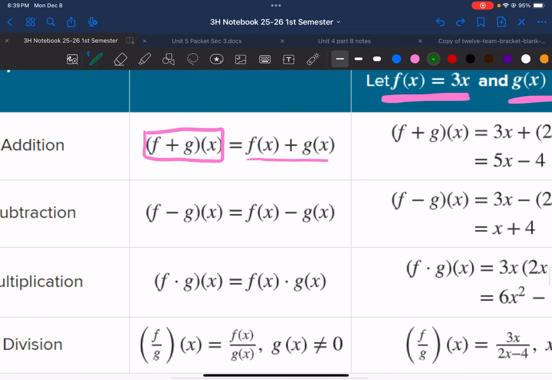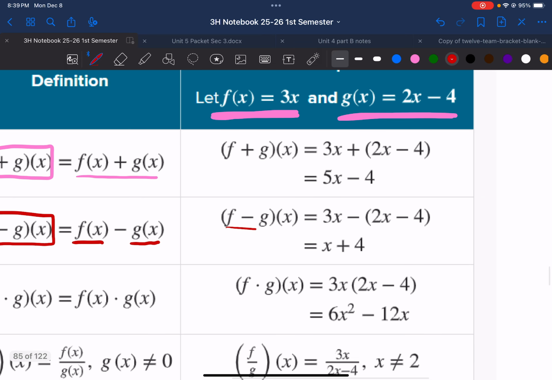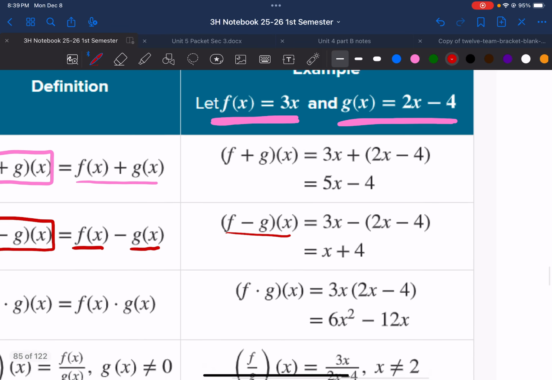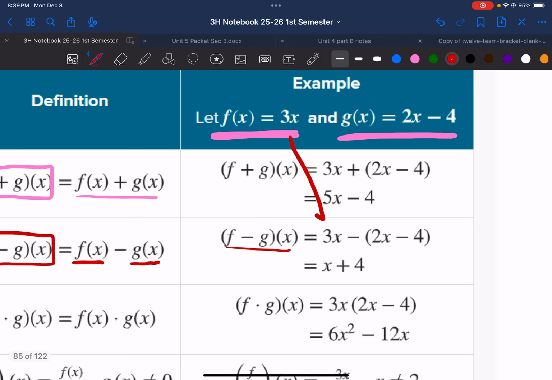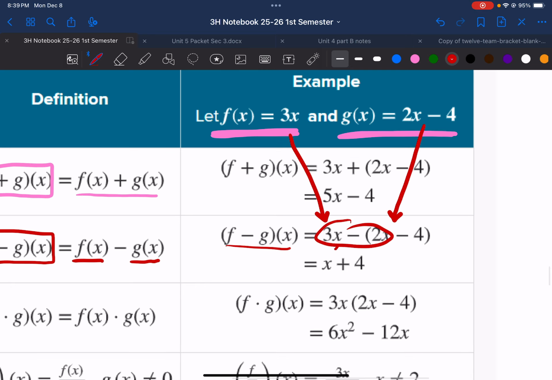Subtraction, very similar here. We've got f minus g of x. We're going to take the f of x equation and subtract the g of x equation. So right here it is again, and there's the 3x coming in for f of x, and the g of x, the 2x minus 4 coming in right there. We subtract them, we combine these two like terms, and we get x. And this negative distributes to that 4, x plus 4.